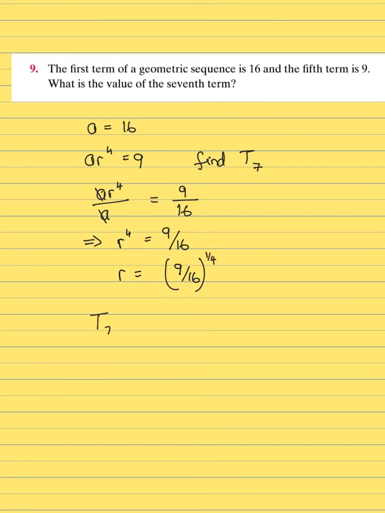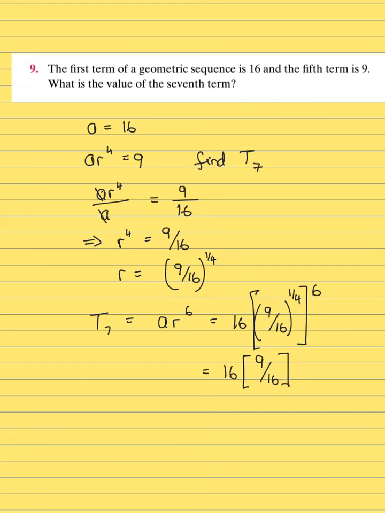We now want to find T7. And T7 is A times r to the power of 6. And A is 16, so that's 16 times 9 over 16 to the power of a quarter, raised to the power of 6. So that's 16 times 9 over 16 to the power of 6 times a quarter. And 6 times a quarter is the same as 3 over 2. And we just put that into our calculator. And that gives us 6.75. So T7, the seventh term, is 6.75.